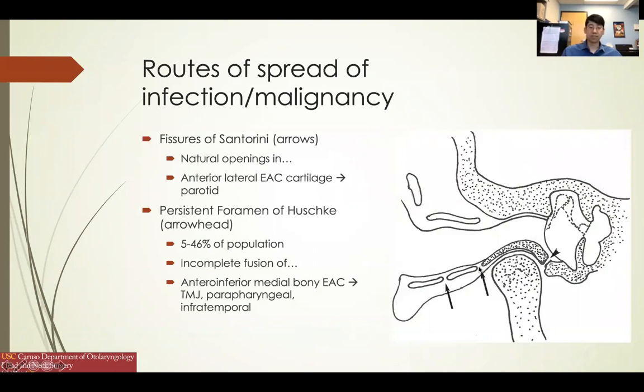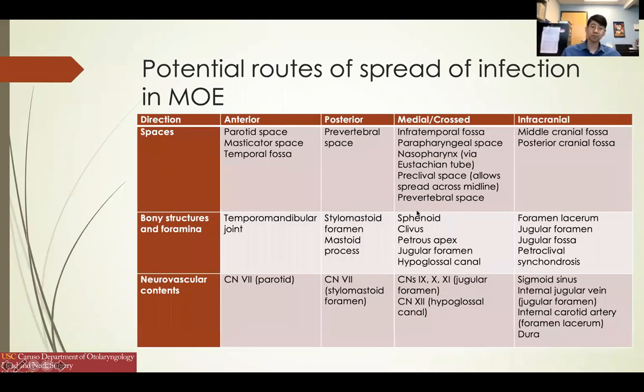Here's your bony cartilaginous junction. The foramen of Huschke remains persistent in up to 46% of the population. And it's an incomplete fusion of the anterior medial inferior bony ear canal. And this would go into your TMJ, your parapharyngeal space, and temporal fossa.